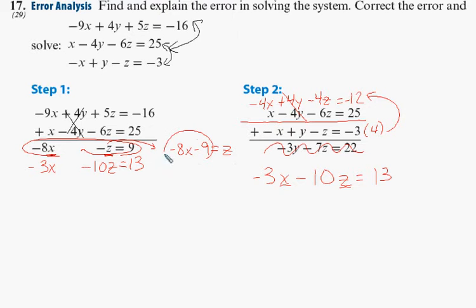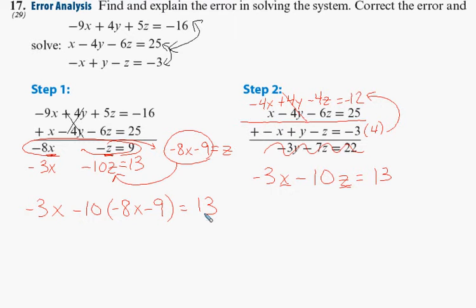See, that's pretty easy. Then I can just plug that in right there. I'm just going to bring that right down there. So now I have negative 3x. I'm using substitution. That's what you guys did on your last test. You had to use substitution. So negative 3x minus 10 times the quantity negative 8x minus 9, close up the parentheses, equals 13.